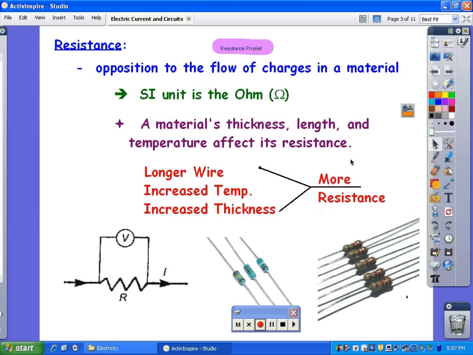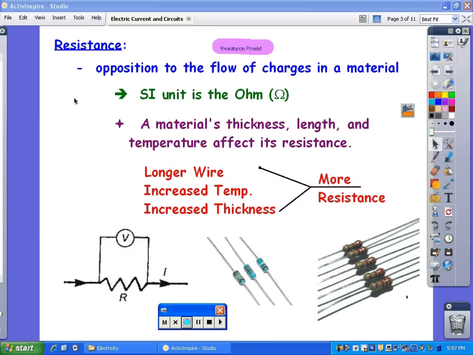Let's talk about resistance. It's the second part of Ohm's law, which we're getting to. We haven't got there yet, but we talked about current already, which is the flow of electrons. Resistance is the opposition to the flow of charges in a material. The unit for this is called the ohm, O-H-M. It's named after George Simon Ohm. We'll look at his picture in just a minute. And basically, resistance is things that slow down the electrons. Kind of like speed bumps slow down a car going down a road.